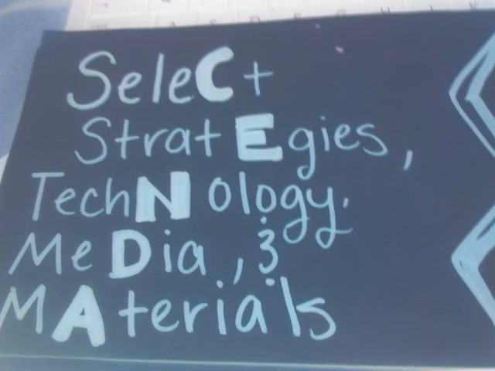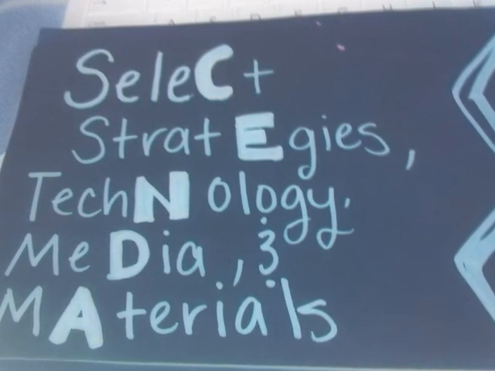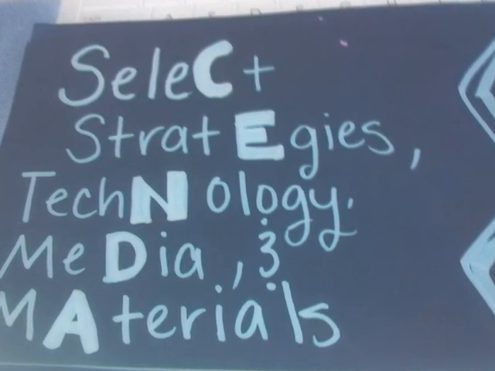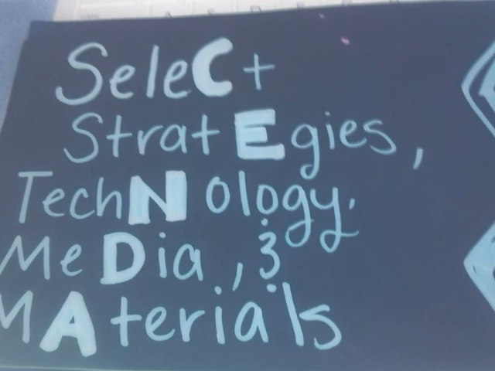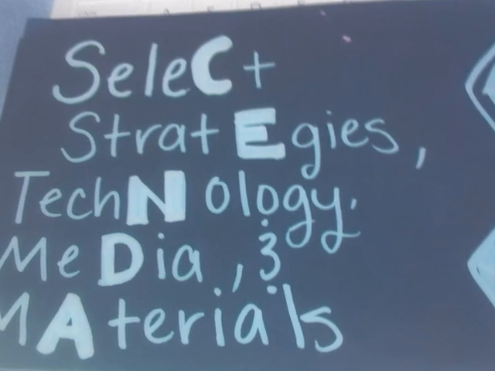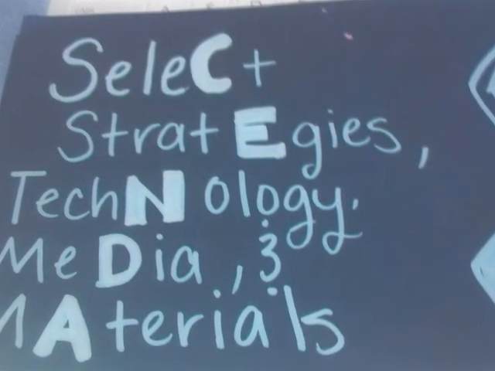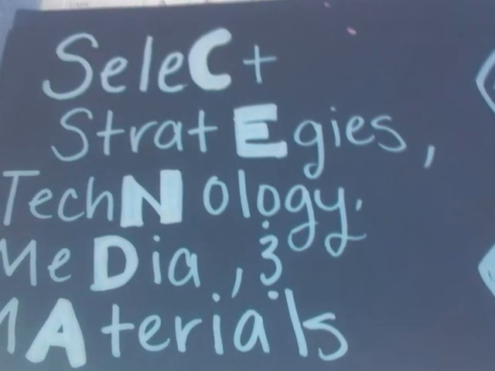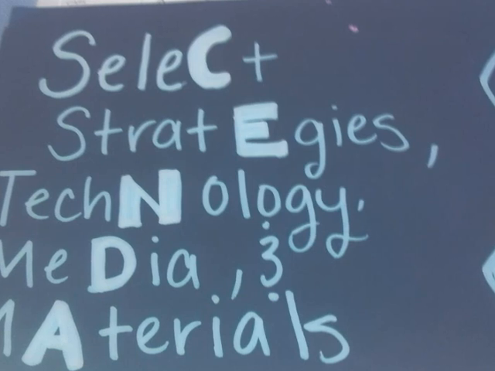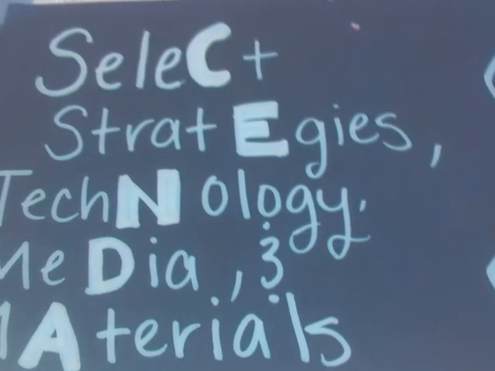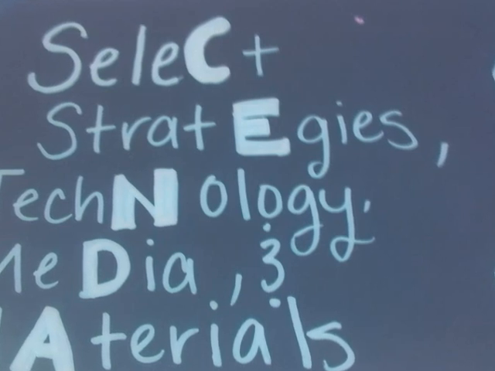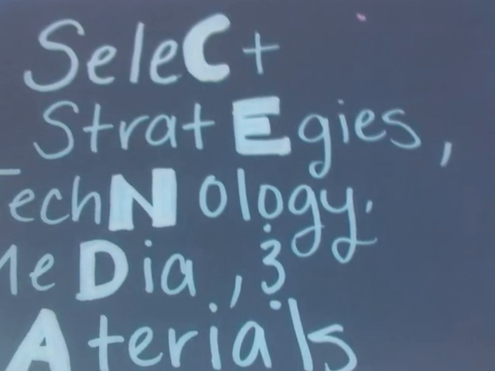Select strategies, technology, media, and materials. Once you have analyzed your learners and stated the standards and learning objectives, you have established the beginning points, students' present knowledge, skills, and attitudes, and ending points, learning objectives of instruction. Your task now is to build a bridge between those two points by choosing appropriate instructional strategies, technology, and media, then deciding on materials to implement these choices.